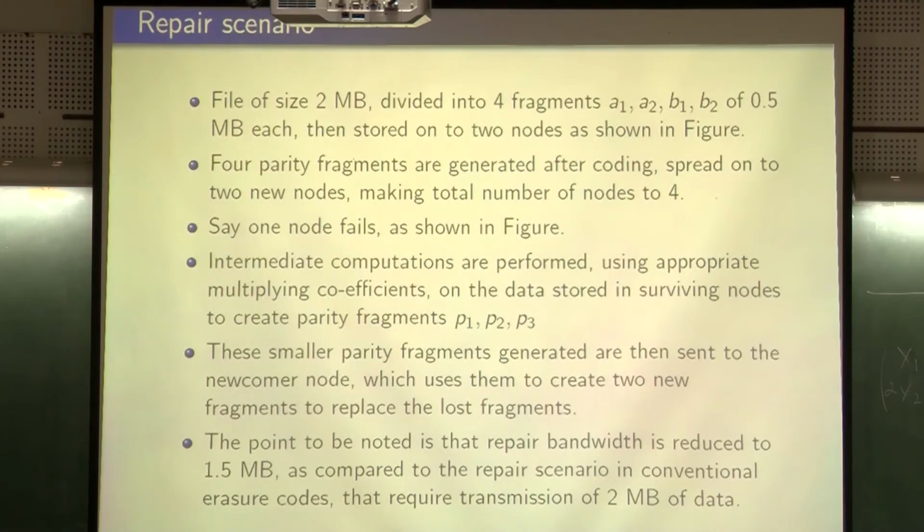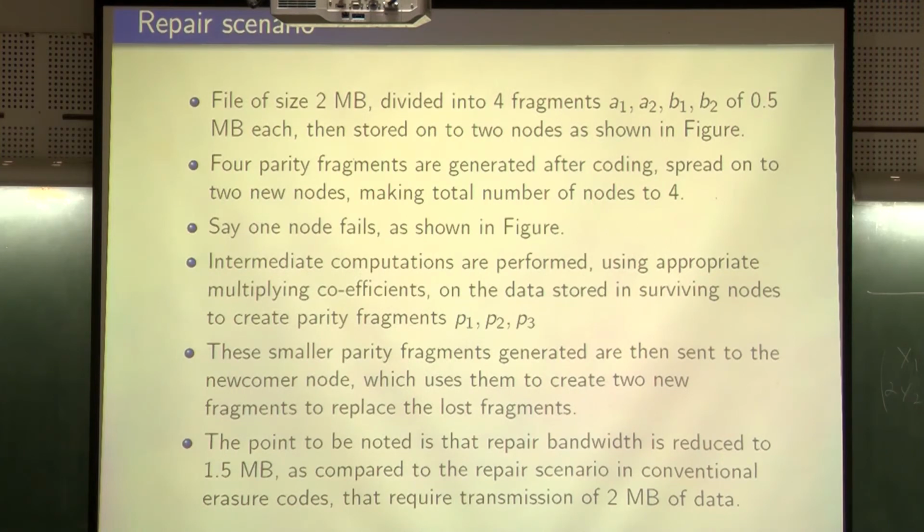Here the repair scenario is explained, with the same idea as the previous example. A file of size 2 MB is divided into 4 fragments, A1, A2, B1, B2, of 0.5 MB each. They are stored on 2 nodes. Then 4 parity fragments are generated after coding, spread with 2 new nodes, making the total number of nodes 4.